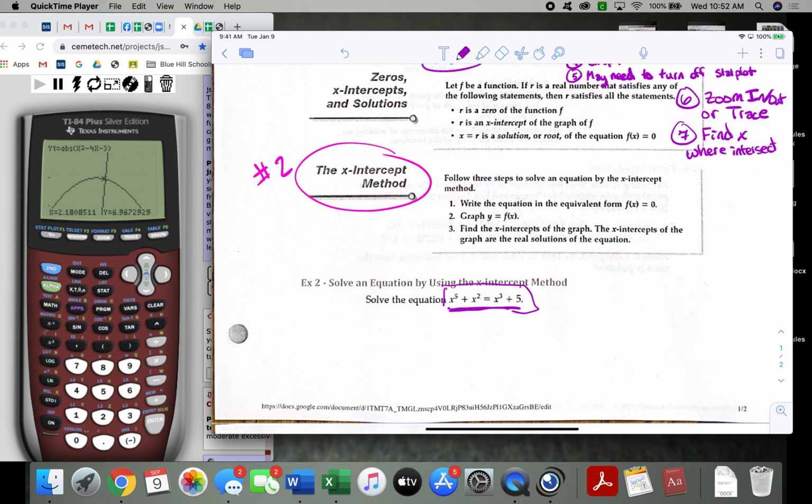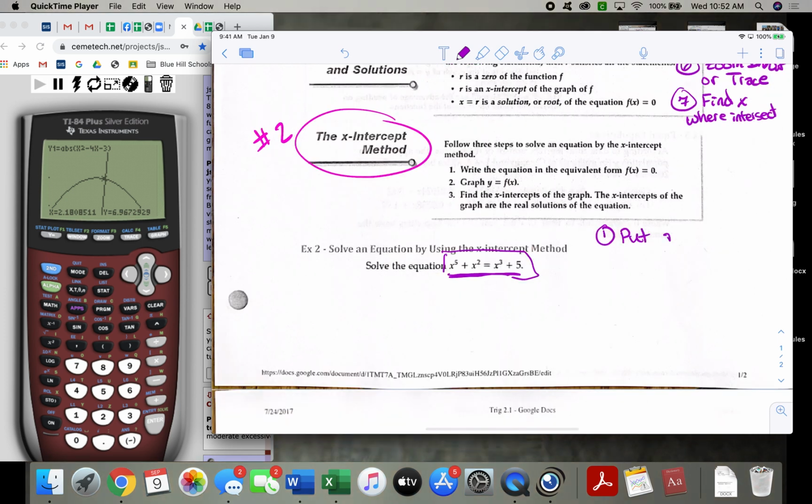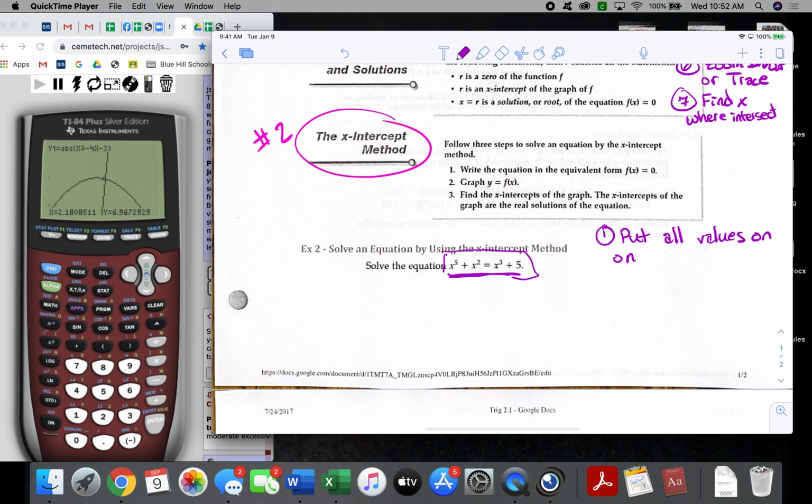We need to, first and foremost, for the intercept method, step number 1, put all values on one side of the equal sign. Okay, I'm writing, it's going to be delayed maybe. So put all the values on one side of the equal sign.